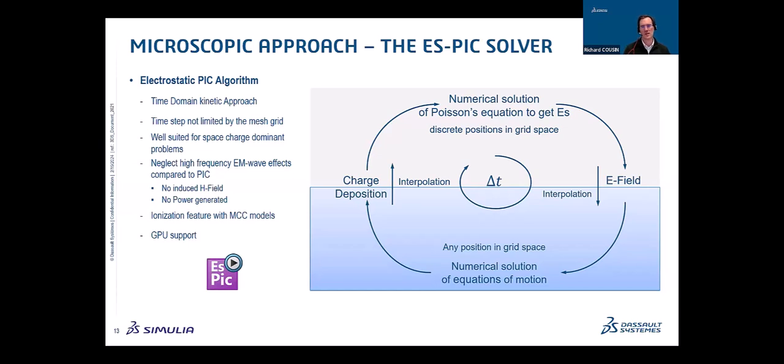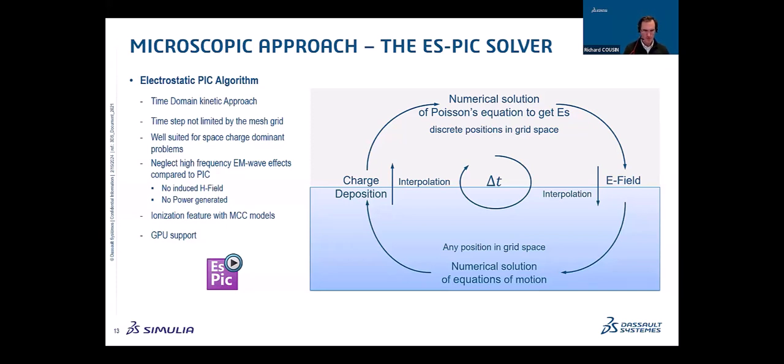You have the numerical solutions of Poisson's equations in order to calculate an electrostatic solution. These electrostatic solutions allow us to calculate the E field, and the E field is going to push the particles. This creates a certain charge deposition, which is then re-injected into Poisson's equations to get a new solution for the E field, which then pushes the particles again, in order to get a full space charge dynamics, which is computed with the ESP solver.